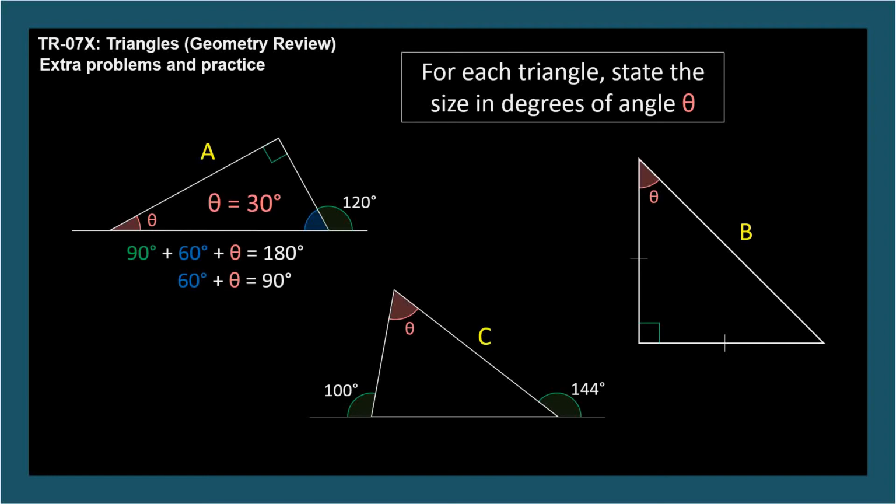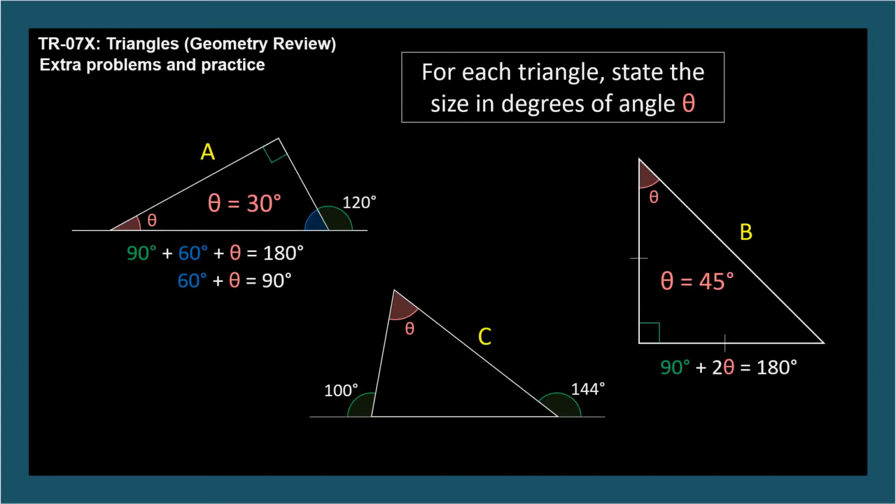Now for triangle B. We have another right triangle, and the single dashes on the legs indicate that they're the same length, though we aren't told what the length is. The angles opposite equal sides of a triangle are congruent, so the unlabeled angle also has a measure of theta. The right angle is 90 degrees, so we have 90 degrees plus 2 theta equals 180 degrees. So theta equals 45 degrees.